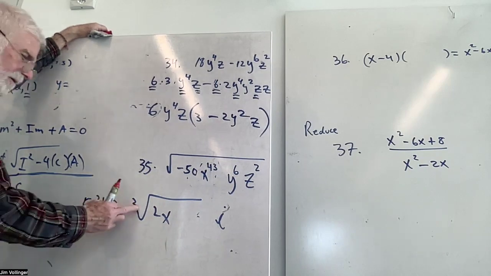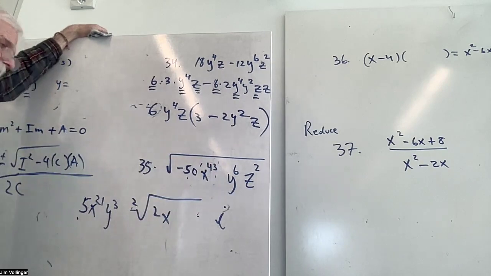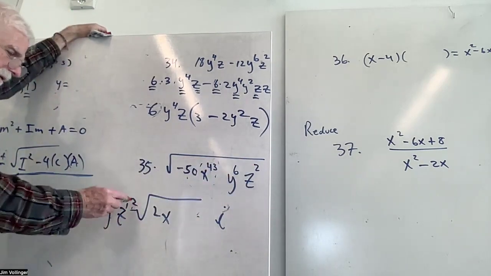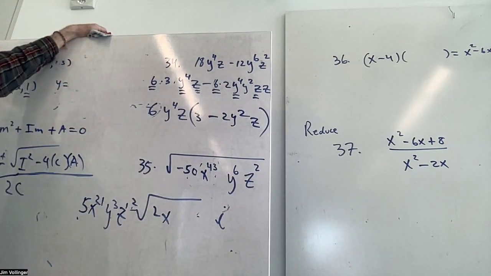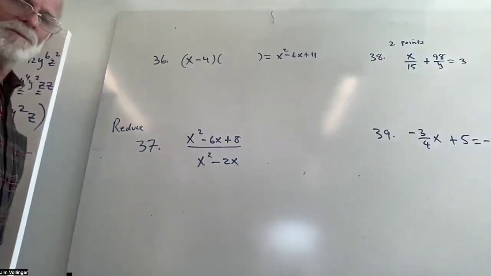How do I check it? 3 times 2, 6, I'm done. Square root of z squared, z to the 1, 1 times 2, 2, I'm done. Okay, so that's kind of ugly. All right, enough said. Hope you're getting good at this.